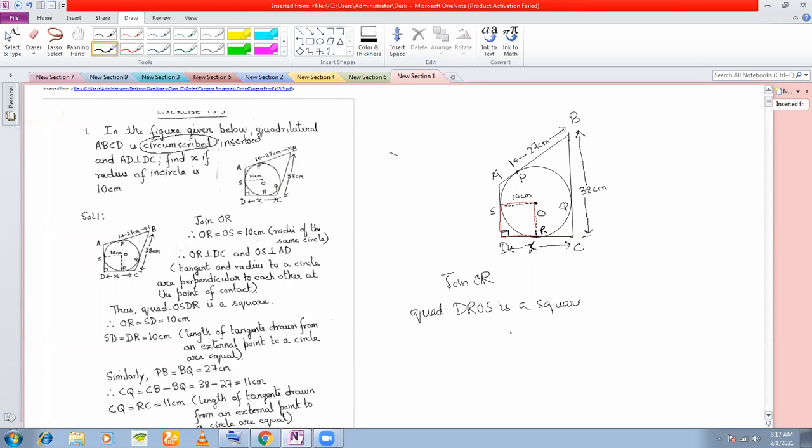Sir, OS is equal to OR. OS is equal to OR, okay? Radii of the circle. So that makes it that the two adjacent sides are equal. What else? Yes, sir, DS is also equal to DR. What is the reason? Tangents are equal. Yes, tangents drawn from an external point are equal. So OS is equal to OR, radii of the same circle.